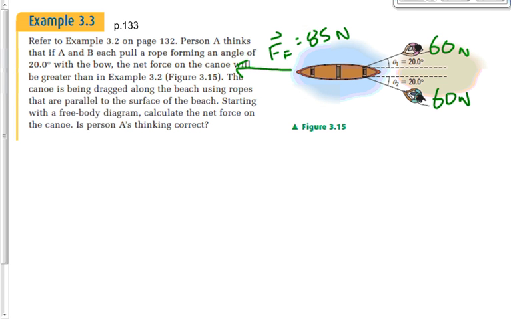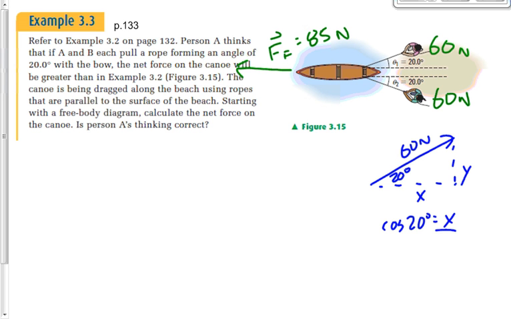Let's figure this out. Okay, we've got funny angles. What do we say when we see funny angles? I don't like funny angles. So let's change these 20-degree angles into x's and y's. Let's say cosine 20 degrees is equal to x over 60.